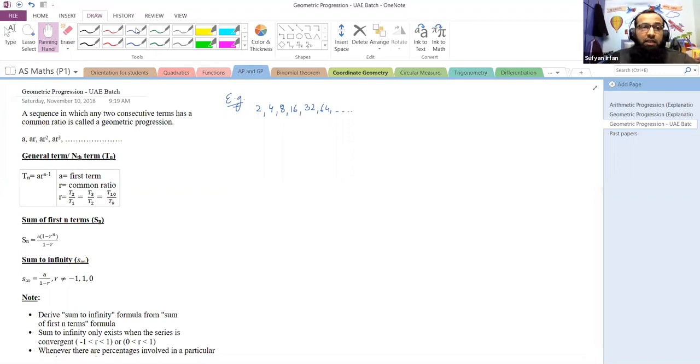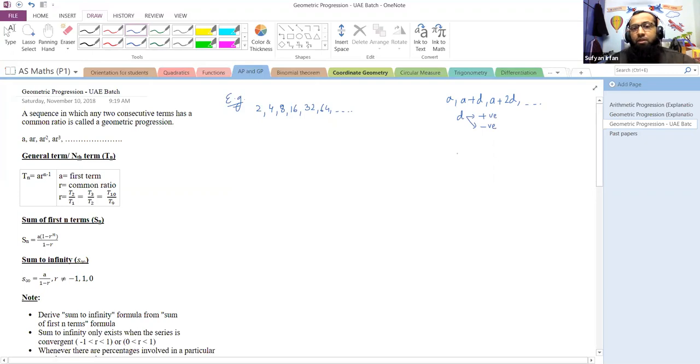In AP, in arithmetic progression, the first term was A, then we obtained A plus D, then A plus 2D. Now what is happening? The common difference D is being added to every previous term. Every subsequent term is obtained by adding D to the previous term. Now this D can be a positive number as well as a negative number. So if D is positive, then addition is taking place, and if D is negative, then subtraction is taking place.